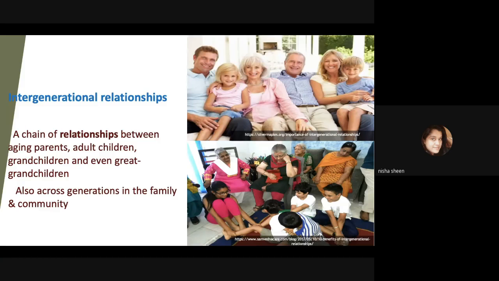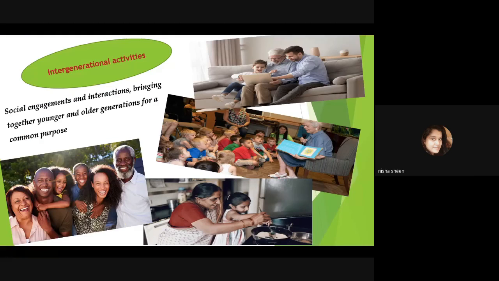Intergenerational relationship is not a novel idea or phenomenon. In simple terms, it refers to the chain of relationships between aging parents, adult children, grandchildren, and even great grandchildren. It can also be relationships among those who are not tied by blood or family, across generations in the family and community. Intergenerational activities are social engagements and interactions bringing together younger and older generations for a common purpose.